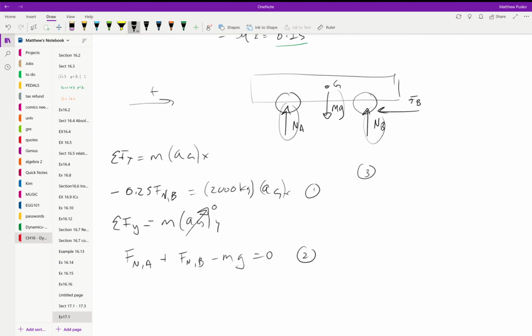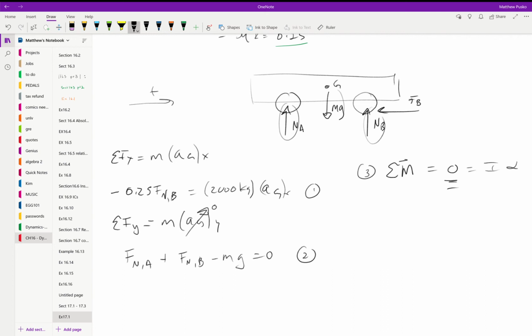We can get one more equation. If we sum the moments, since it's not rotating, there is no alpha, so I alpha ends up being equal to 0. We can say that because we know it's not rotating. Therefore, let's sum up the moments.